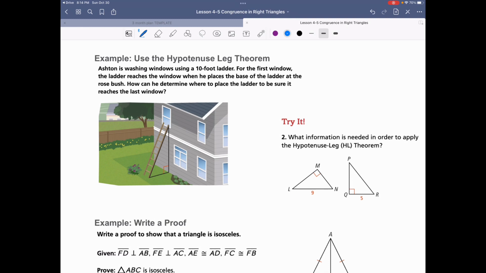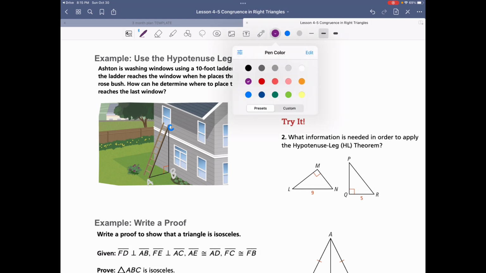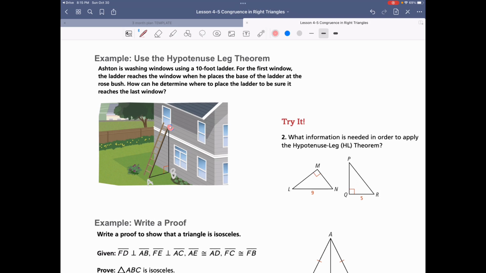So for this first window, we can label this triangle ABC. Let me get a lighter color. A, and then put C up here, maybe, and B right here. That's not really showing up. I think I need red. Pink C, ABC.